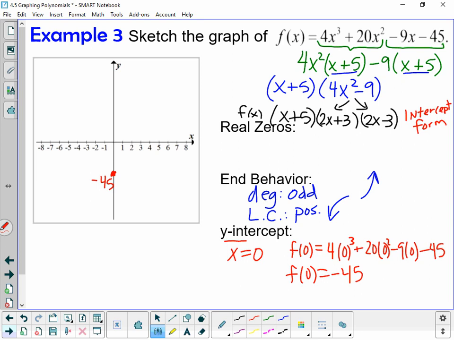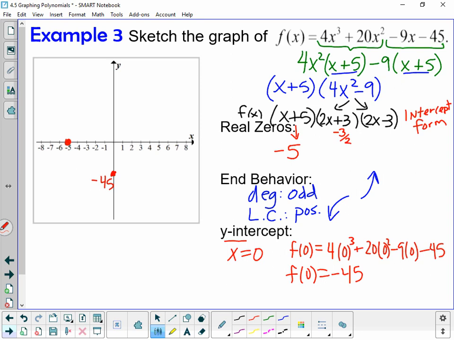It's in intercept form so we can see the real zeros now. That factor x plus 5 tells me that it's going to have an x-intercept at negative 5. 2x plus 3 is the next factor. Think about solving that in your head. You would subtract the 3 and divide by 2.